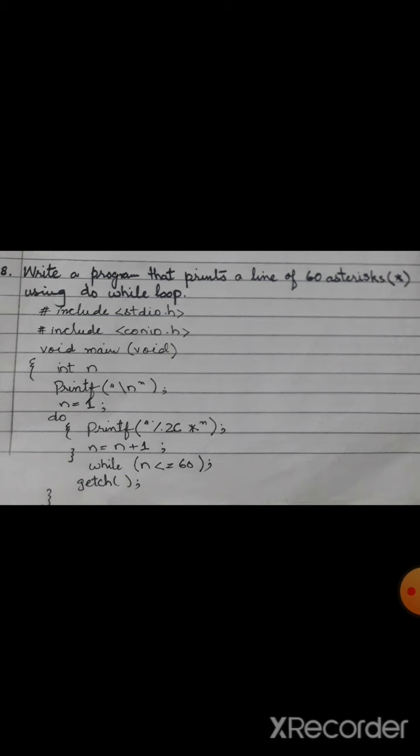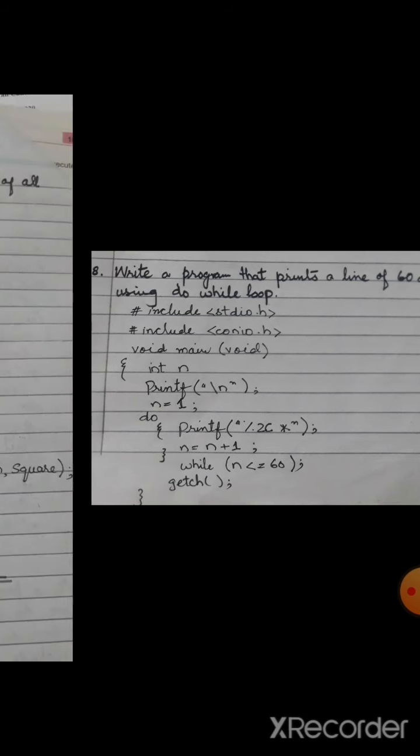Do, it will print the asterisk sign. Then the value of n is incremented by 1: n plus 1, 1 plus 1, it becomes 2. Then it will check the condition: if 2 is less than or equal to 60, then it will go back to the printf statement where the asterisk sign will be printed, and if it is false, then the program will be terminated.